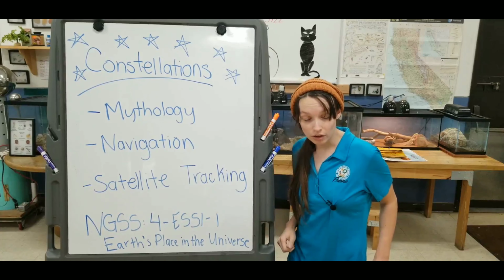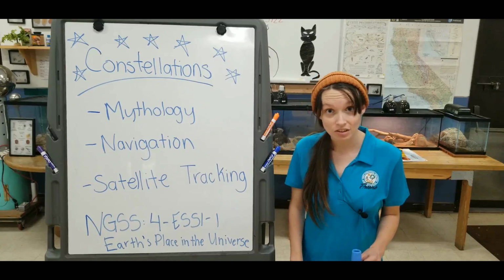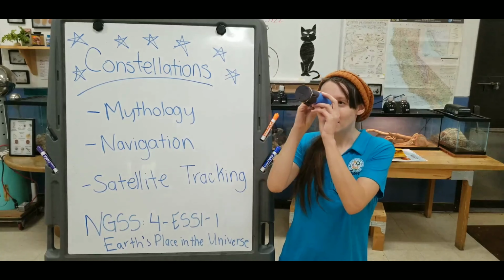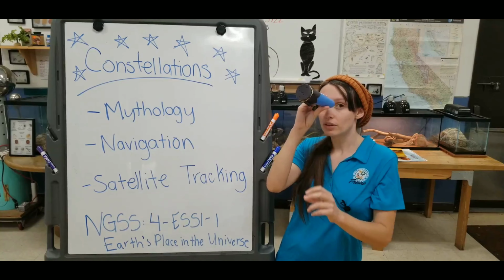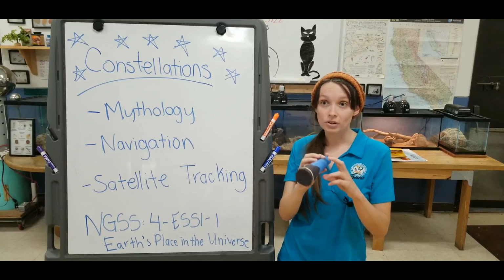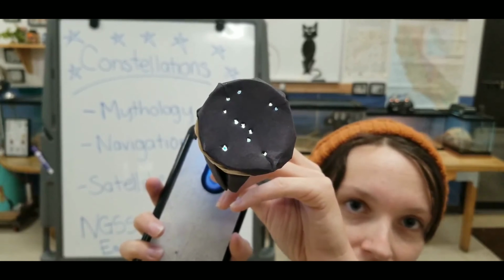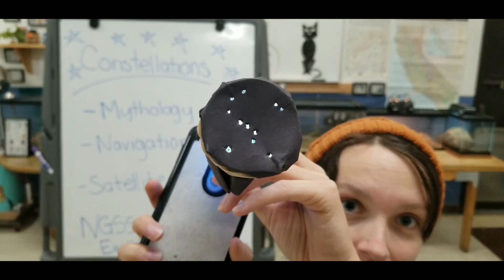Let me show you a little bit about what we're going to be making today. So we're going to make a constellation scope. When you hold it up to your eye and you hold it up to the light, you can see the constellation as though you were looking at it in outer space. I'm going to show you what it looks like when light is going on the other side of it. So what you're seeing is the constellation of Orion. You're actually seeing it backwards.